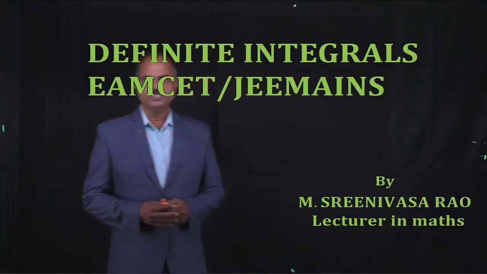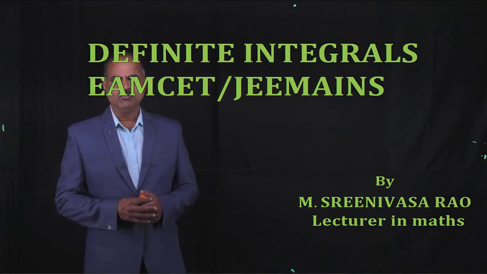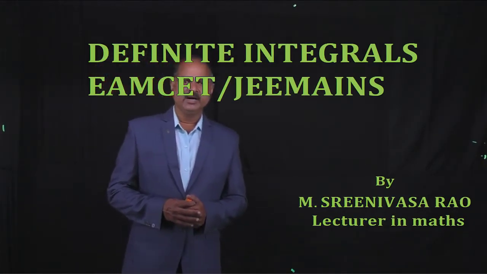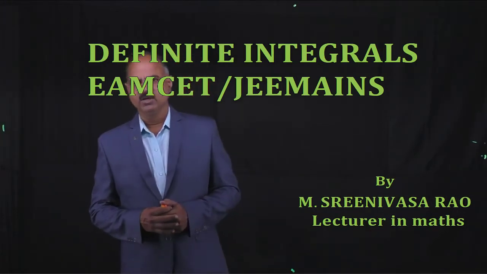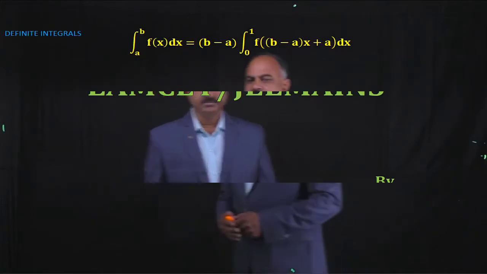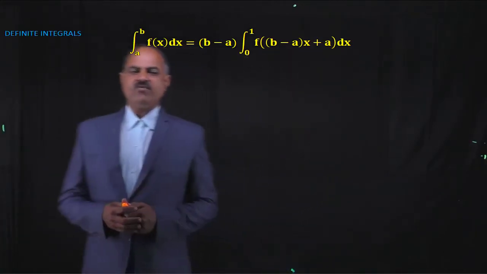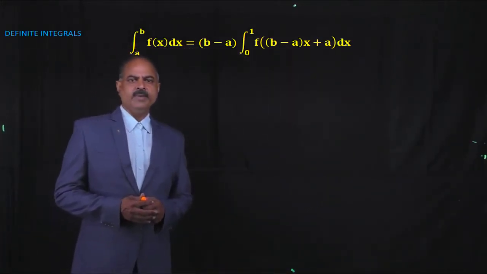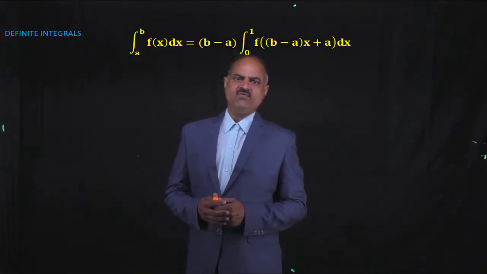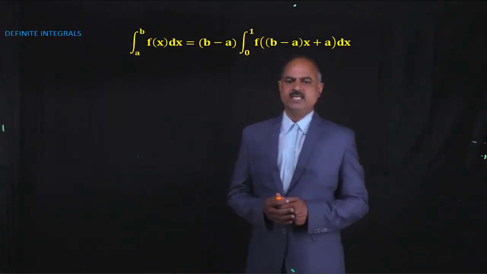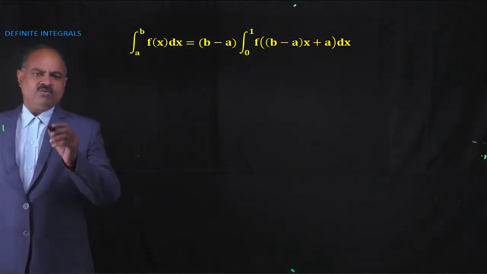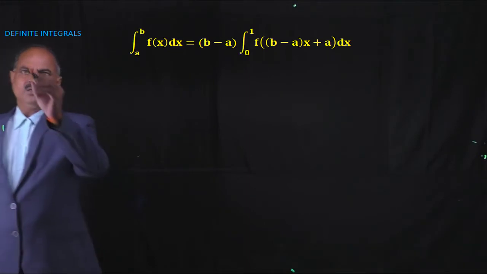Welcome students. In this session, I am going to discuss the important formulae regarding definite integrals which are useful in MSET and JEE Mains. Integral a to b f of x dx equals (b minus a) times integral 0 to 1 f of ((b minus a) x plus a) dx. So, we prove this formula.